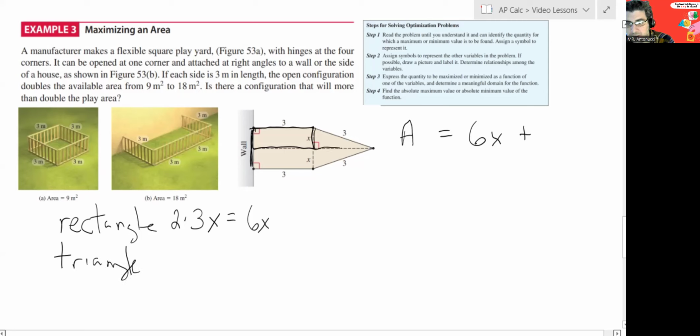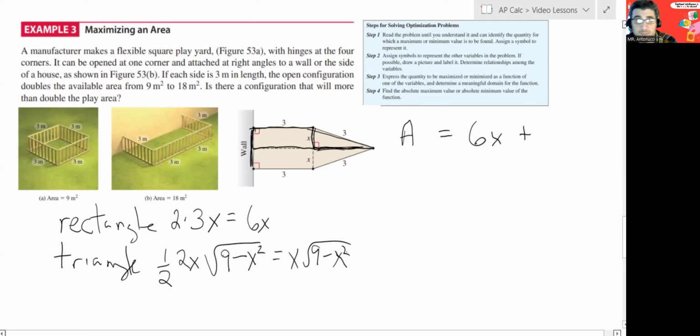We have a triangle here and a height there. So the area of the triangle is going to be 1/2 base times height. The base is going to be 2x. And the height of the triangle right here by the Pythagorean theorem is going to be square root of 9 minus x squared. So that simplifies to x square root of 9 minus x squared. And that represents the area of the triangle.